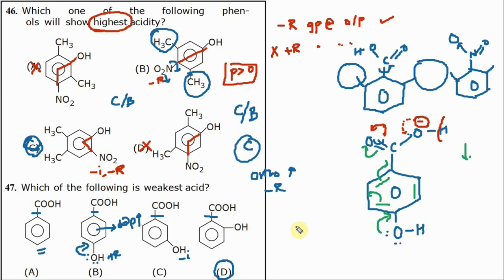Now if you want to arrange them in the order, A is the reference. B would be weaker than A. Okay, this is going to be the ortho effect, so highest, followed by C because of minus I.